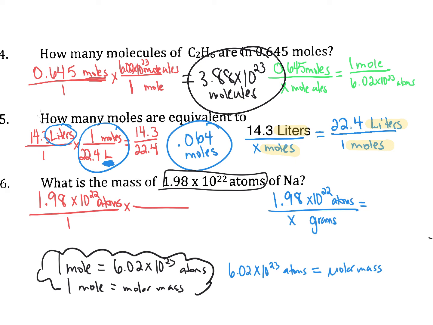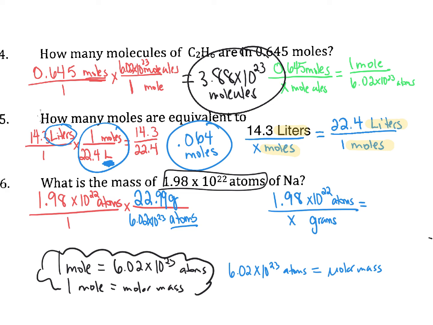And so if we're given atoms to begin with, we always put what we don't want on the bottom and what we do want on the top. So that means that 6.02 times 10 to the 23rd atoms are in 1 mole of a material. And we know that 1 mole is equal to the molar mass. So if we look on the periodic table at the molar mass of sodium, that means that there are 22.99 grams in 6.02 times 10 to the 23rd atoms.